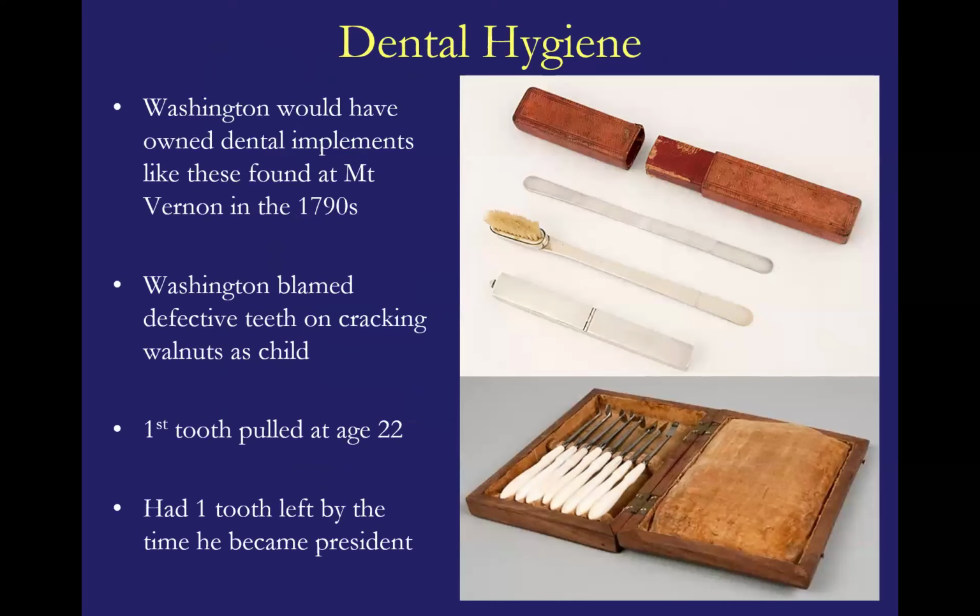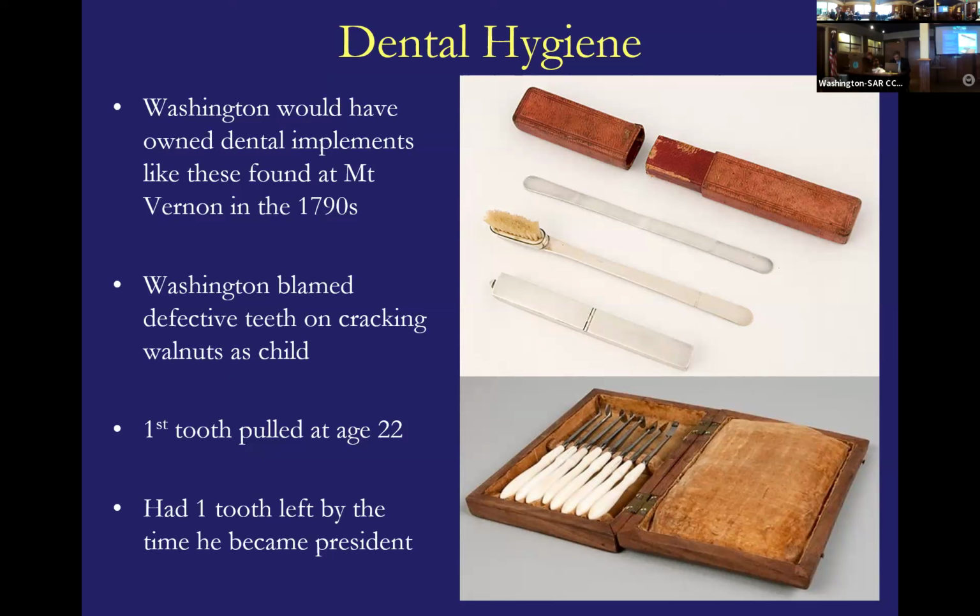Now, we had talked a little bit about Washington's teeth. Washington would have owned dental implements like this. These were actually found at Mount Vernon during the 1790s, so maybe not necessarily his, but of that period. He had a lot of issues with his teeth, which he always blamed on cracking walnuts with his teeth as a child. His first tooth was pulled at age 22, and by the time he became president, he only had one natural tooth left in his mouth.